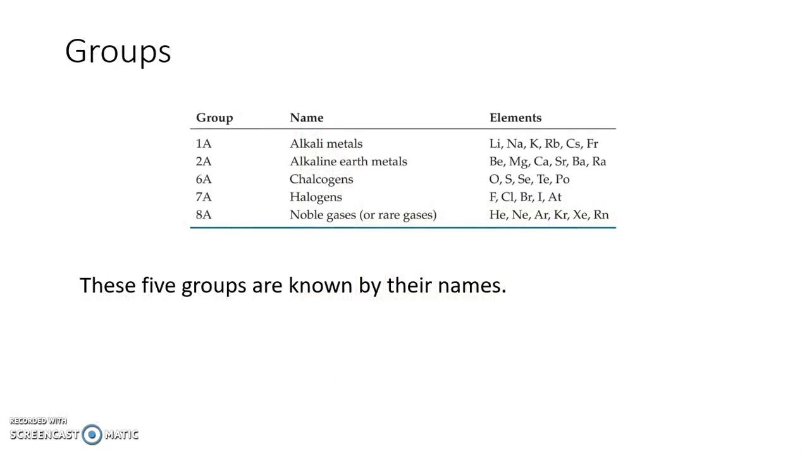Okay, these are our groups that tend to be known by the names. The ones you want to definitely know are the alkali metals in group 1, alkaline earth in group 2, halogens in group 7, or 17 is how we typically refer to it, not using the A names, and then the noble gases, group 18. You don't really need to worry too much about the chalcogens.